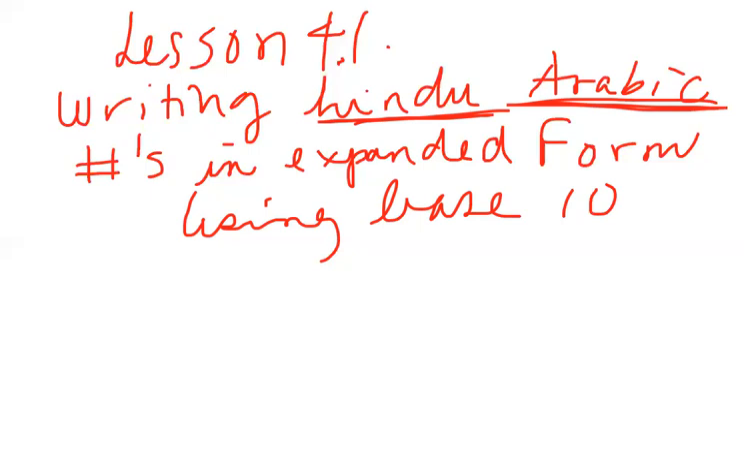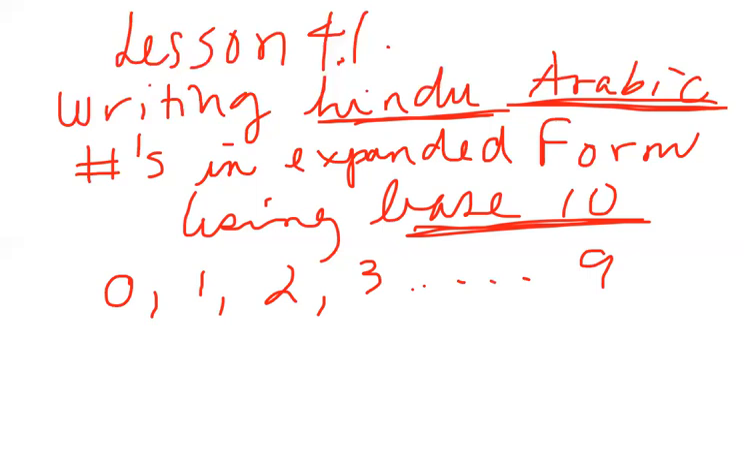Now, our Hindu Arabic number system is a base 10 number system that has 10 digits. What are those 10 digits? 0, 1, 2, 3, and so forth and so on up to 9. So 10 digits is what represents the numbers that we're familiar with, and those numbers are referred to as the Hindu Arabic numbers. So using these 10 digits, we can create any number we need using just those 10 digits in base 10, okay?